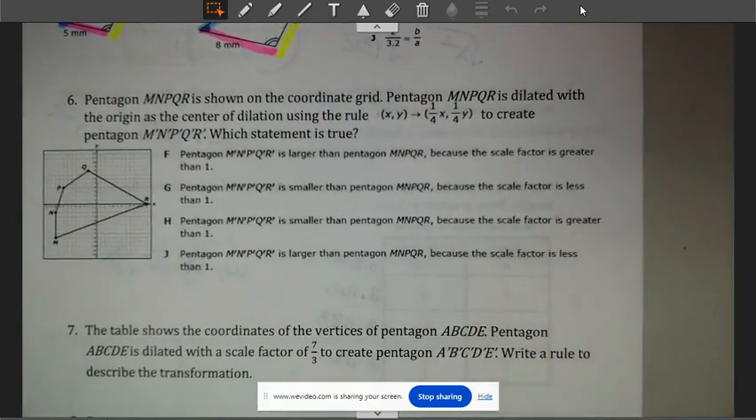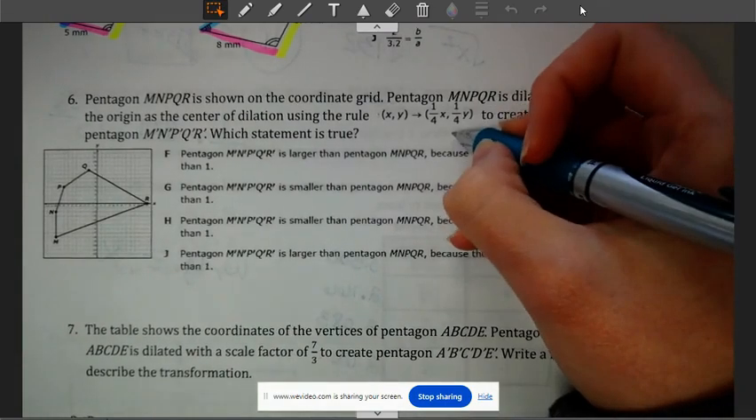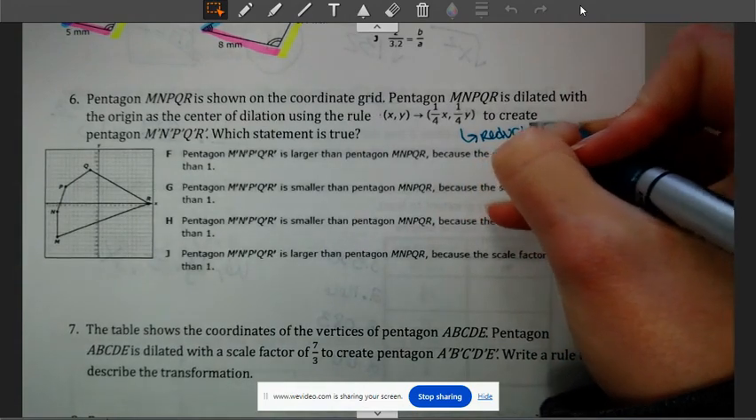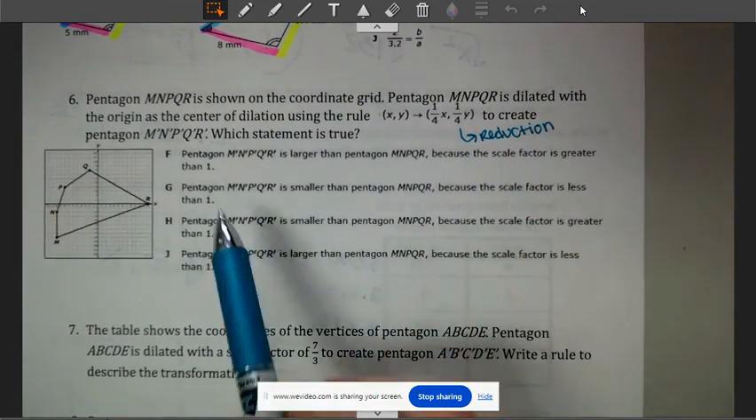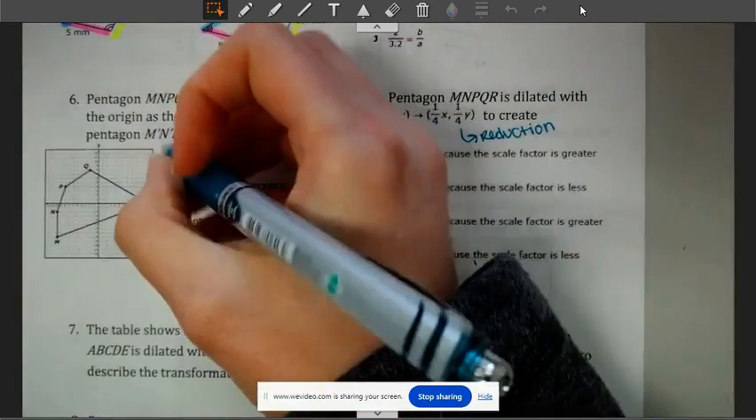Okay, pentagon MNPQR is shown on the coordinate grid. Pentagon MNPQR is dilated with the origin as the center of dilation using the rule (x, y) becomes (1/4 x, 1/4 y) to create pentagon M prime, N prime, P prime, Q prime, R prime. Which statement is true? Okay, 1/4. This is going to be a reduction because the scale factor is less than 1. So the new one is larger because the scale factor is greater than 1. Well, that doesn't make sense.